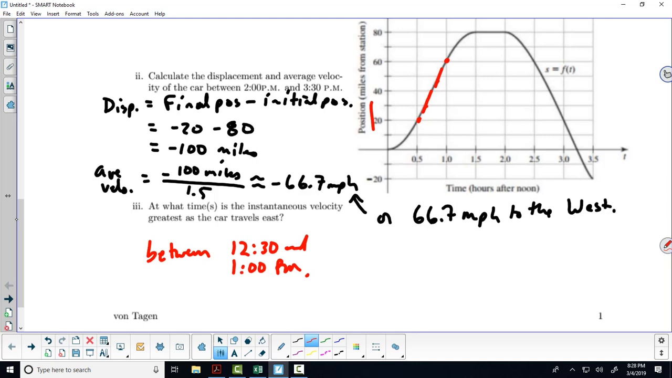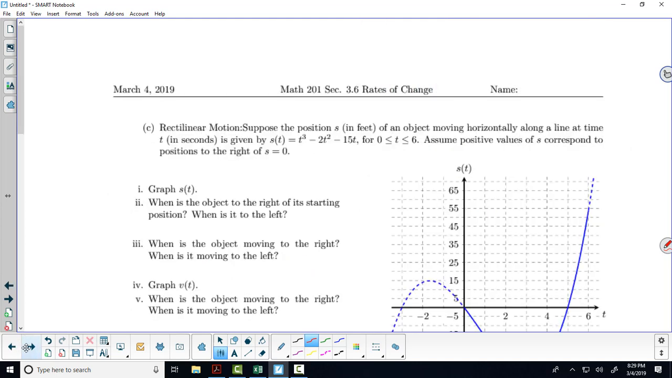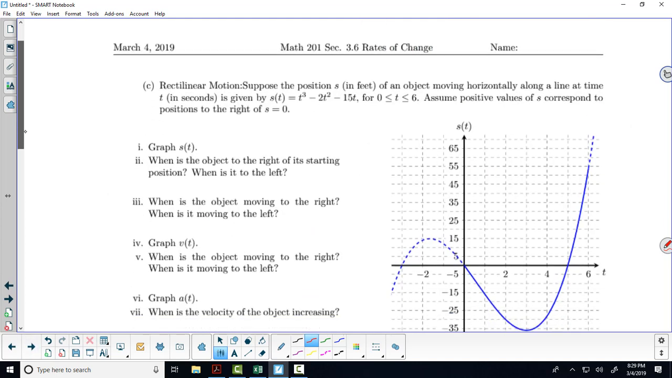So that's actually a question about the second derivative. So maybe that's what you meant. Where does the acceleration have a maximum? And that would be true. But we haven't quite gotten there yet. Great questions. Okay. Flip over to the next page. All right.